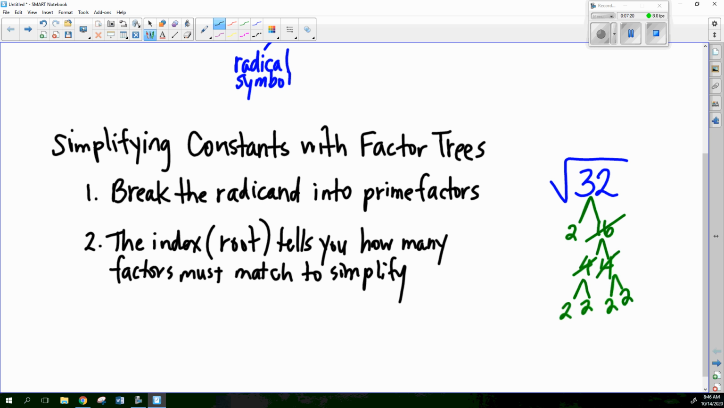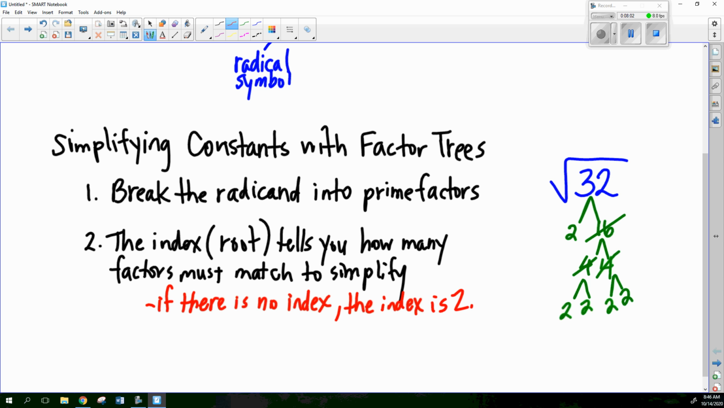Okay? Special note, if there is no index, like our example here, the index is 2. All right, can somebody tell me why the index would be 2 in a problem like this? If I were to read the original, what would I say? The square root of 2. Well, since it's the square root, that's why the index is 2.